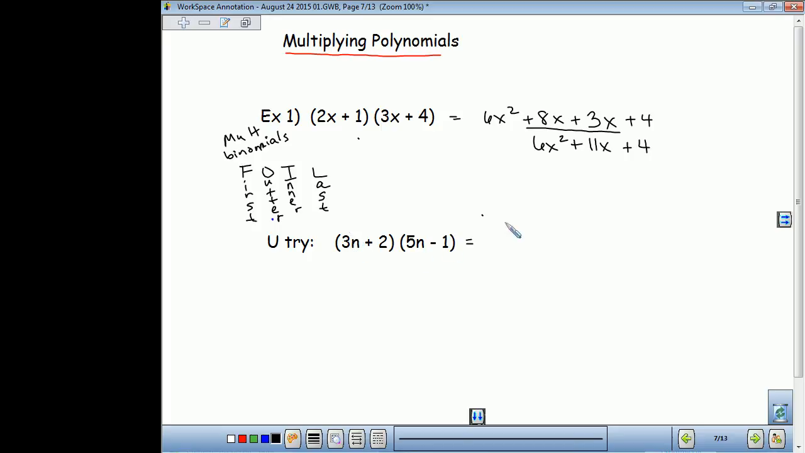When we distribute the 3n through, the 3n times 5n is 15n squared. The 3n times the negative 1 is negative 3n. Now we're going to distribute the second term through. Positive 2 times 5n is positive 10n. And positive 2 times negative 1 is negative 2. So when we combine our like terms, this simplifies to 15n squared plus 7n minus 2. We're good?